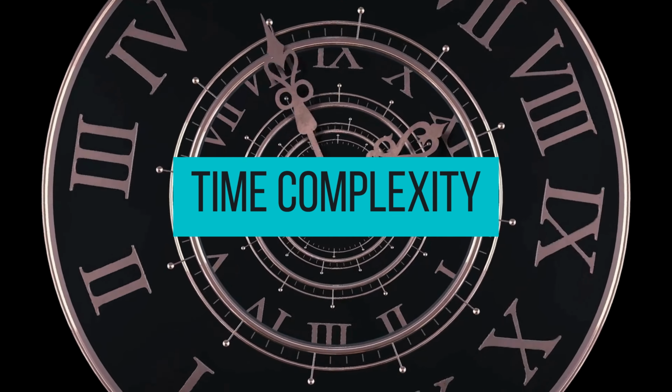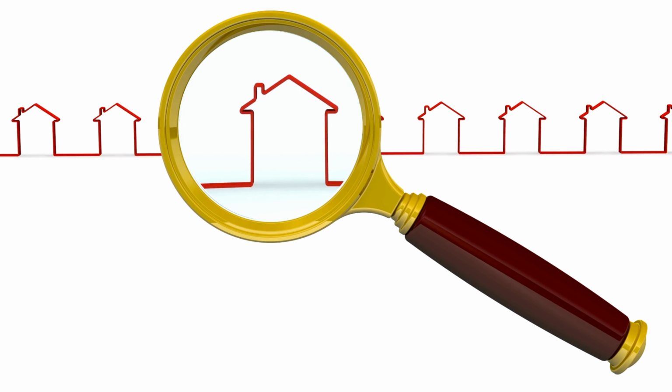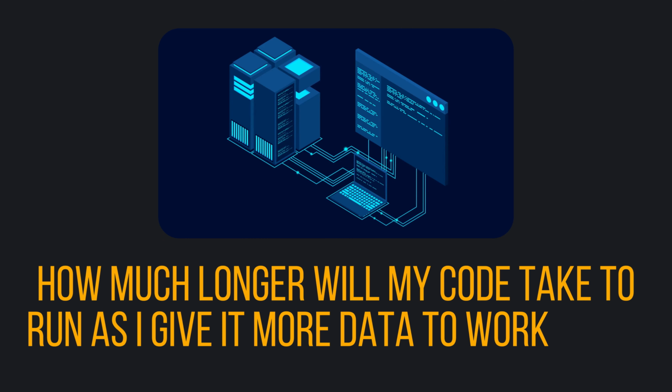Think of it like this. Imagine you are looking for your keys. In a small apartment, you might check 5 places and find them quickly. But in a mansion with 50 rooms, suddenly you are searching way longer. Time complexity is a fancy way of asking how much longer will my code take to run as I give it more data to work with.